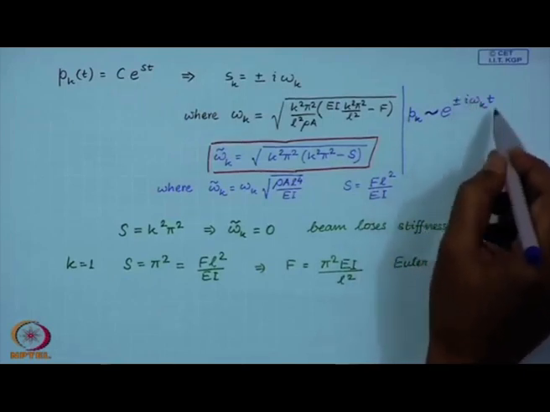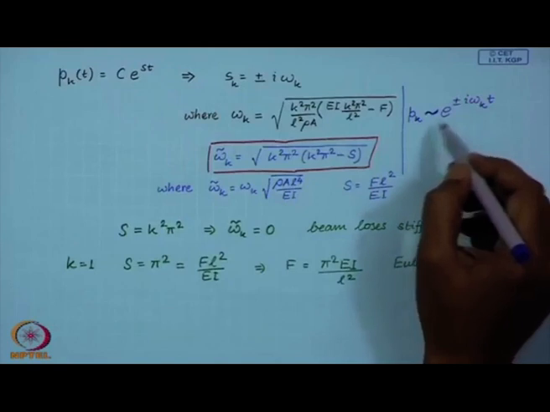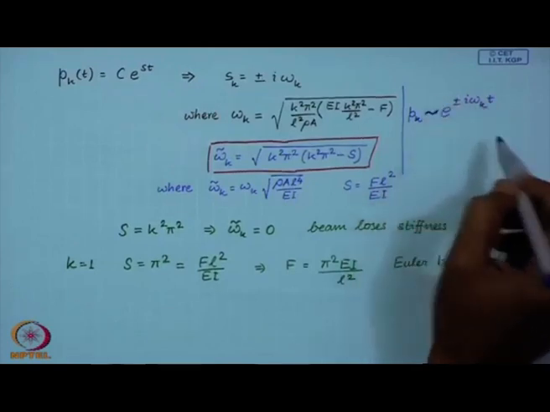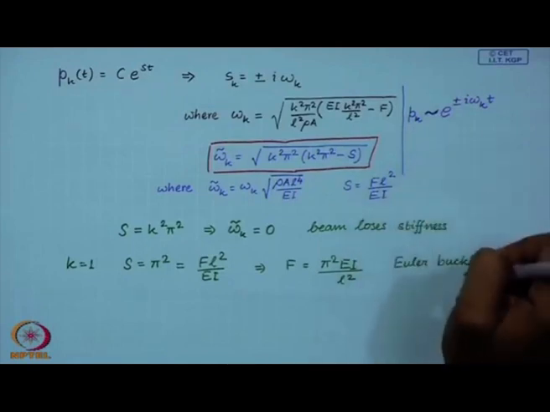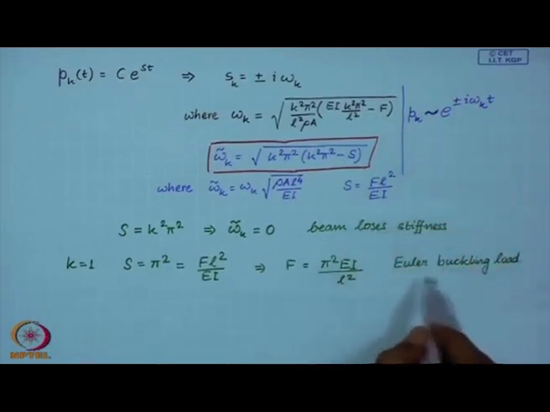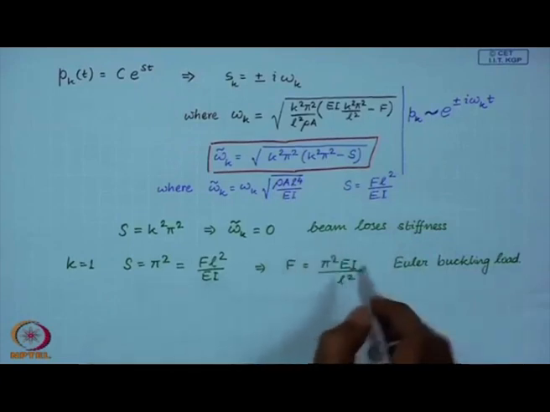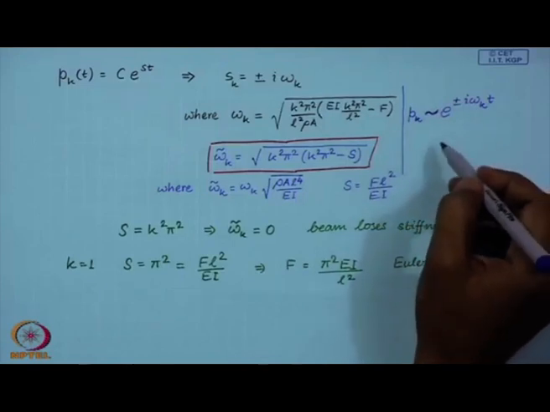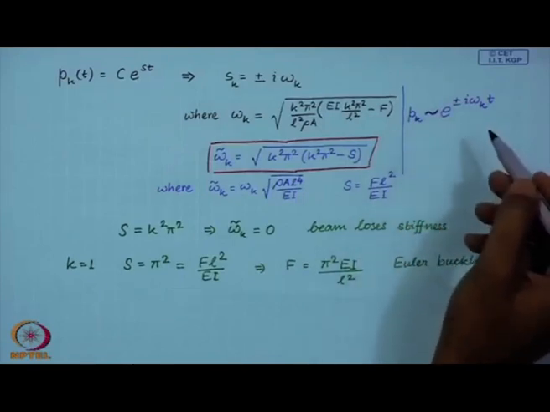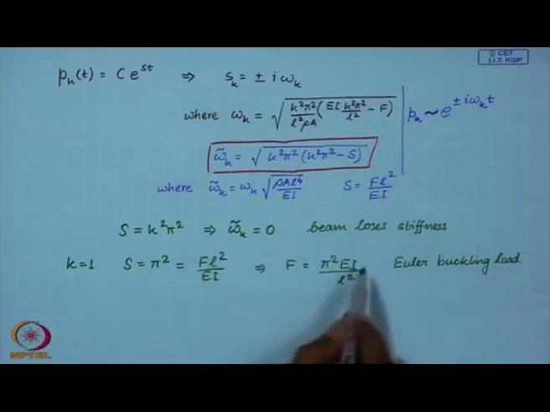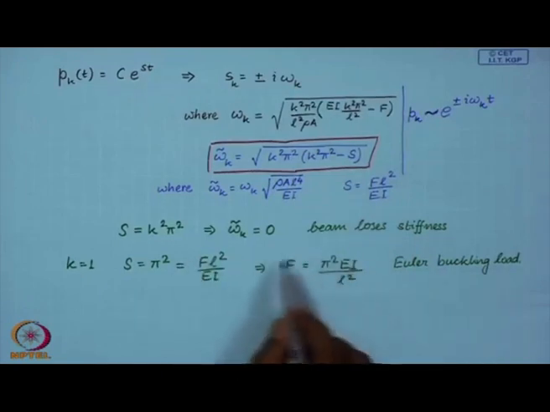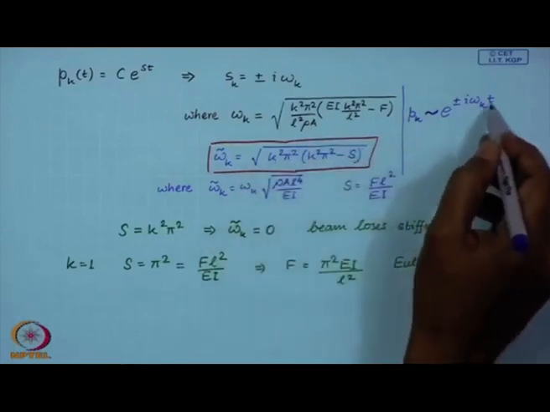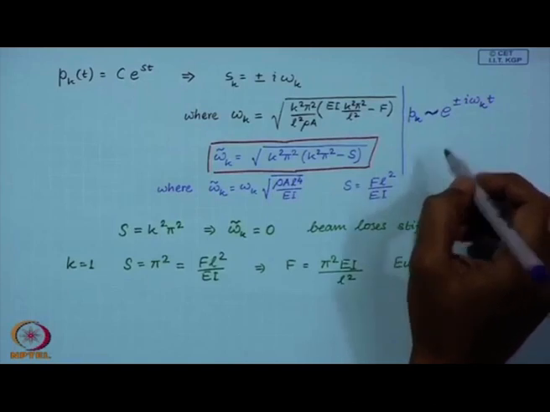Now, when omega k goes to 0, it loses the temporal nature. So, this is neutral stability. You have reached the Euler buckling load for k equal to 1, for example, and the beam has lost its stiffness. Now, if you increase the load beyond this value, then omega 1 will become imaginary.